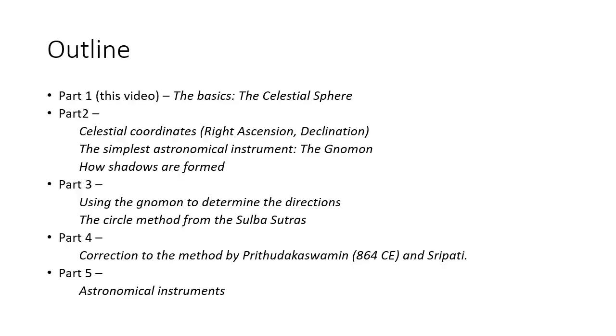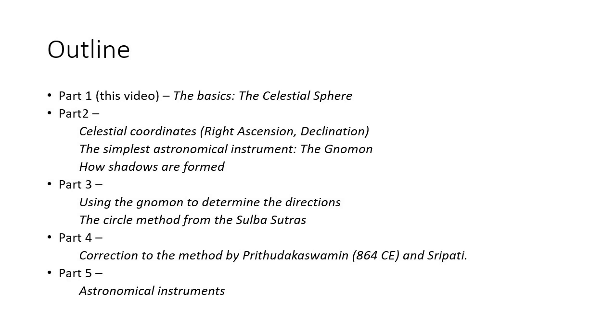Here is an outline of this part and the upcoming parts. This part deals with the basic notion of the celestial sphere, and it will serve as the basis of what follows. Part 2 will discuss the celestial coordinates, which are coordinates used to specify the positions of heavenly objects on the celestial sphere. Then I will discuss the simplest astronomical instrument, which you can make just by planting a stick into the ground, known as the gnomon, which can also be converted into a sundial.